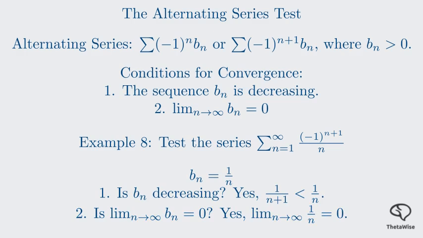This is a great example of a series that converges conditionally. If we took the absolute value of each term, we would get the harmonic series, which diverges. But because of the alternating signs, the sum converges.